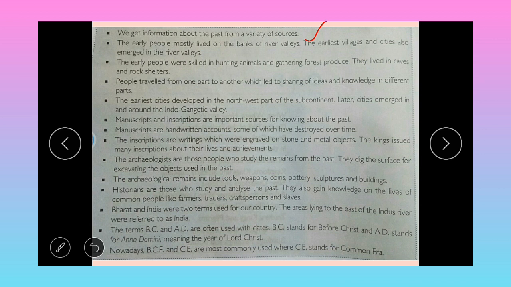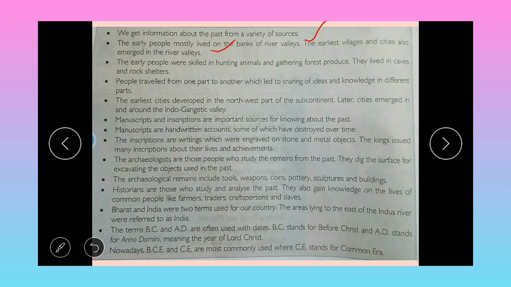Second point: the early people mostly lived on the banks of river valleys. The earliest villages and cities also emerged in river valleys, as we have learned. People started to live near the Indus and its tributaries, near the Ganga river and its tributaries, and near the Narmada river. So early people started to live near the rivers and their valleys.